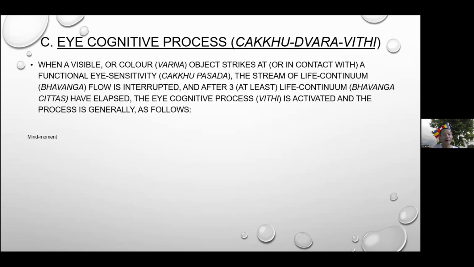So let's look into what an eye cognitive process is like. When a visible object, or color, called rupa arammana, strikes at or comes in contact with a functional eye sensitivity, Cakkhu-dvara-Vithi, as mentioned by Sister Pek Len just now, the stream of life continuum, bhavanga flow, is interrupted. And after at least 3 life continuum bhavanga cittas have elapsed, then the eye cognitive process is activated, and the process is generally as follows.